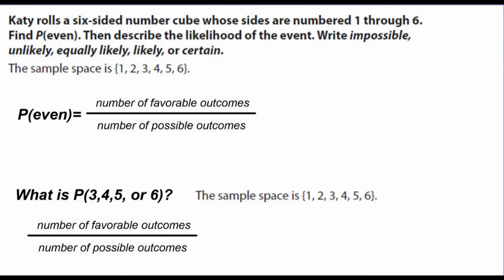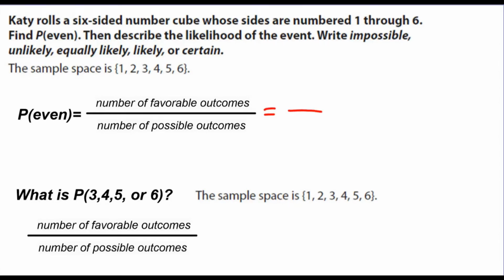Katie rolls a 6-sided number cube whose sides are numbered 1 through 6. We want to find the probability of rolling an even number, then describe the likelihood of the event. We're going to write impossible, unlikely, equally likely, likely, or certain. So again, the sample space is given, 1, 2, 3, 4, 5, 6, and we want to find the number of favorable outcomes and write that as a ratio to the number of possible outcomes.